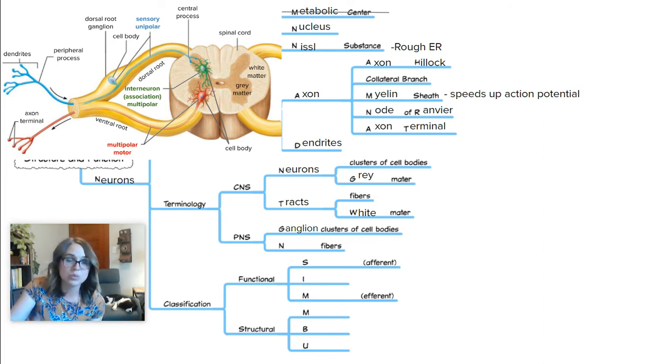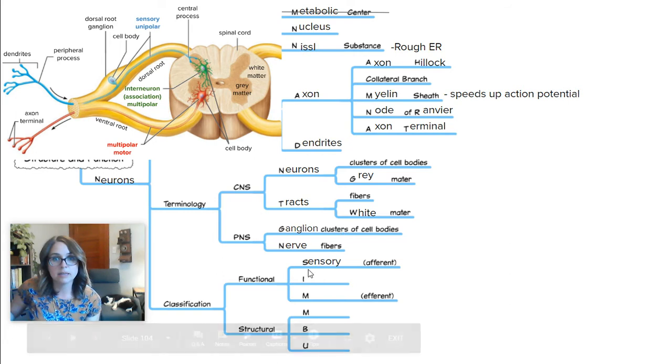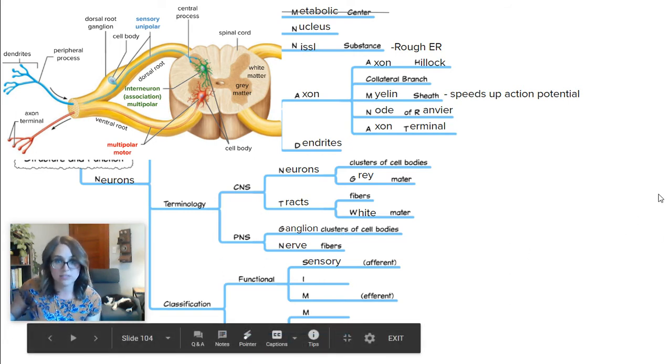So our dorsal root ganglion is where the cell body is, the nucleus of our neuron. And then we also have just the nerve fibers, and we just labeled our picture of our nerve. It's just the long axons getting sent out. All right. Now, let's see, on to our classification of the neurons.